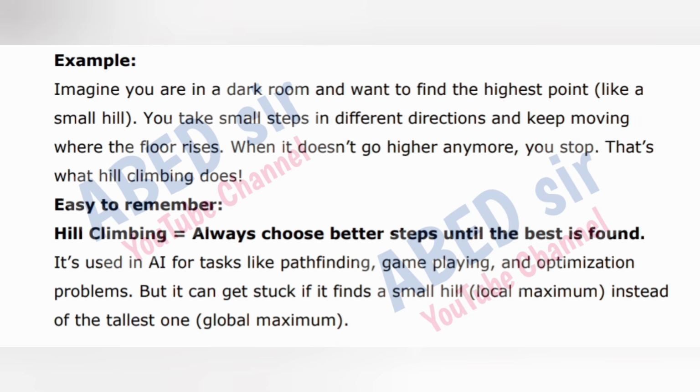Easy to remember: hill climbing is equal to always choose better steps until the best is found. It's used in AI for tasks like pathfinding, game playing, and optimization problems. But it can get stuck if it finds a small hill, local maximum, instead of the tallest one, global maximum.